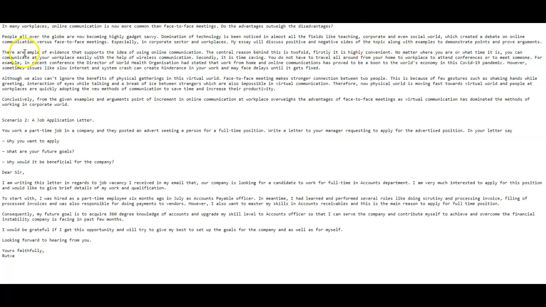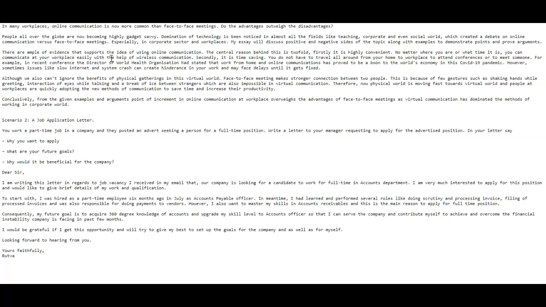So there is, not are, evidence is uncountable. So there is ample evidence that supports the idea of using online communication. The central reason behind this is twofold. Firstly, it is highly convenient. No matter where you are, what time it is, you can communicate, how about with your workplace, not at your workplace, with workplace easily with the help of wireless communication.